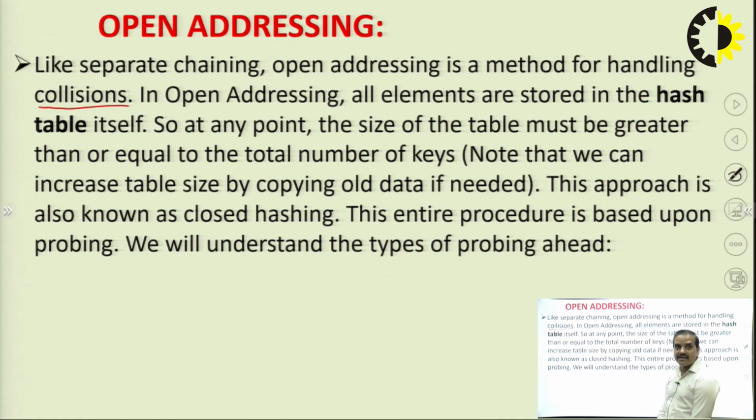In open addressing, all elements are stored in the hash table itself. We have to use the hash table for storing the elements. So at any point, the size of the table must be greater than or equal to the total number of keys. Note that we can increase the table size by copying old data if needed. This approach is also known as closed hashing.